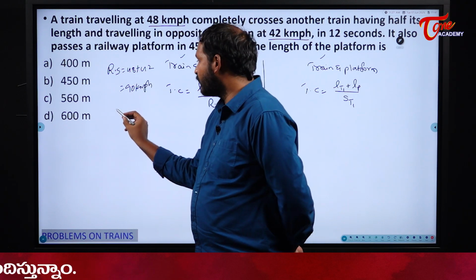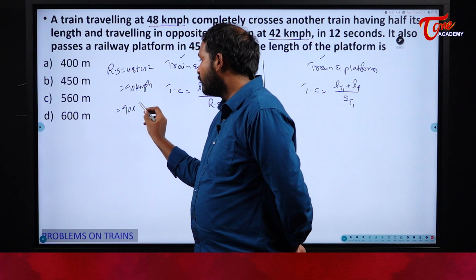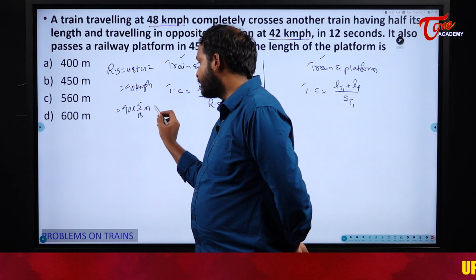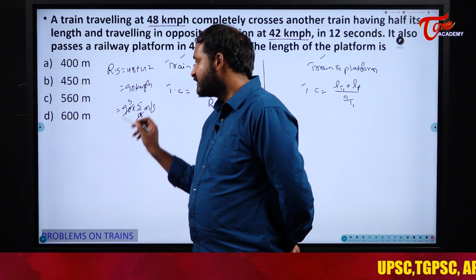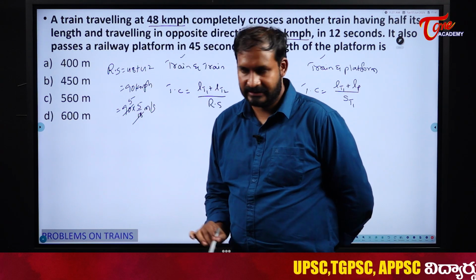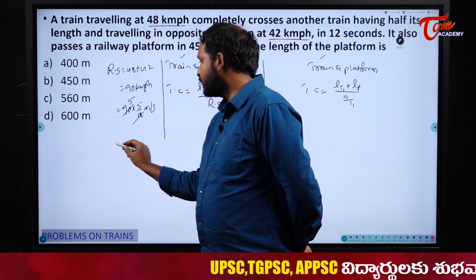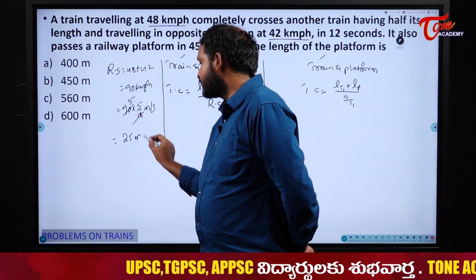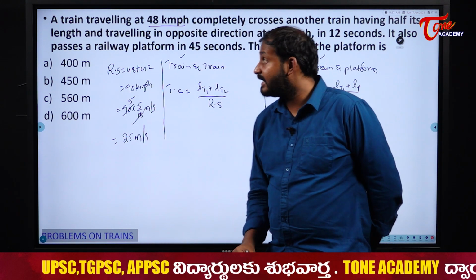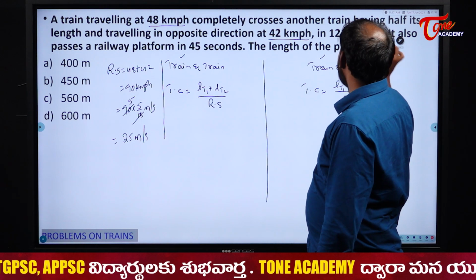90 kmph means we write 90 into 5 by 18 meters per second. If it is exactly cancelable, cancel it; if not, don't cancel it. So this will become 25 meters per second.